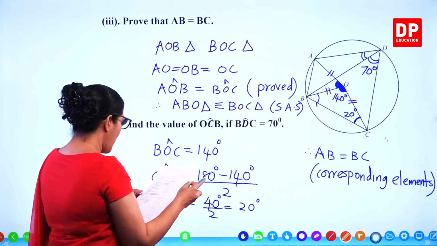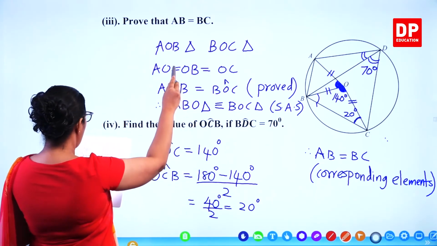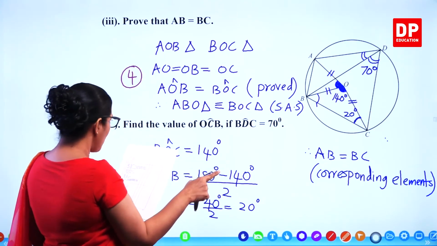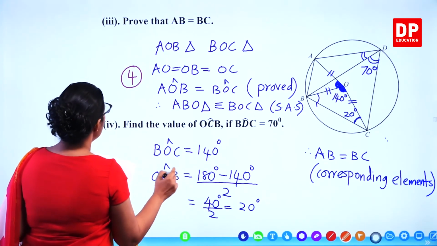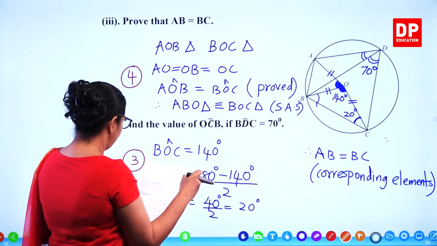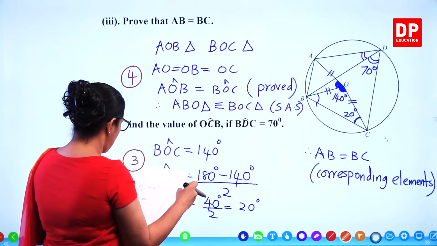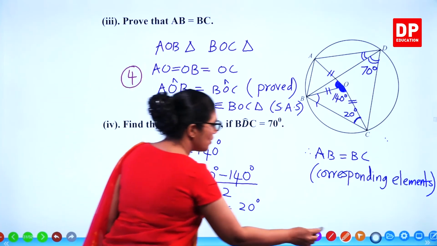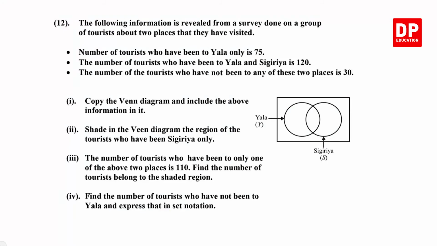So how many marks for that? This one, 4 marks, showing that the two triangles are congruent and then corresponding elements are equal, 4 marks. And this one, 3 marks. So you get altogether 10 marks for the whole question. Let's do the last question.